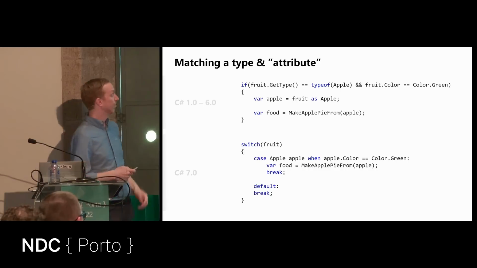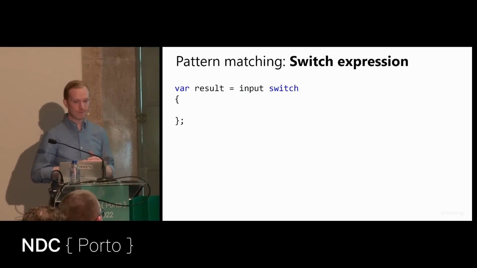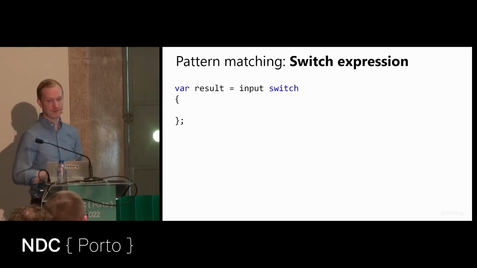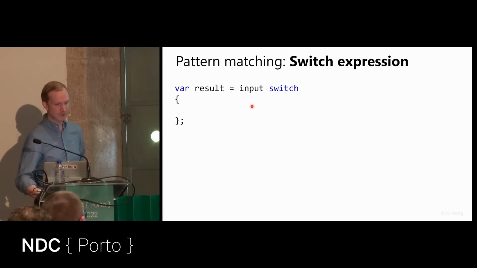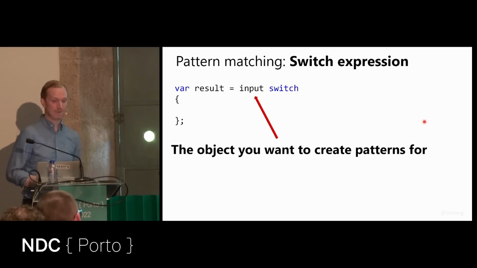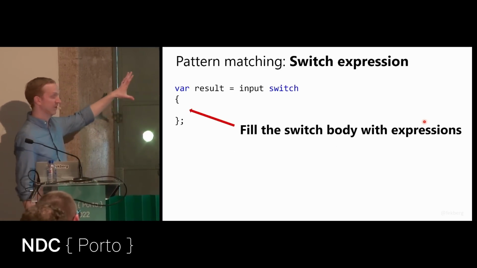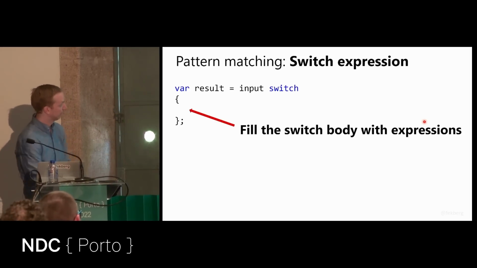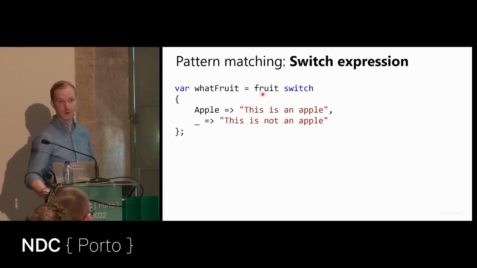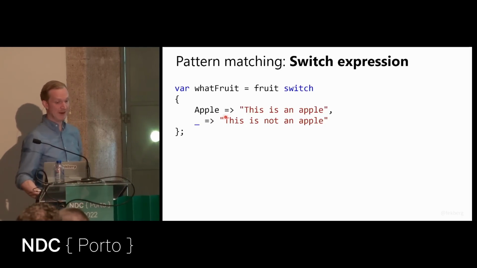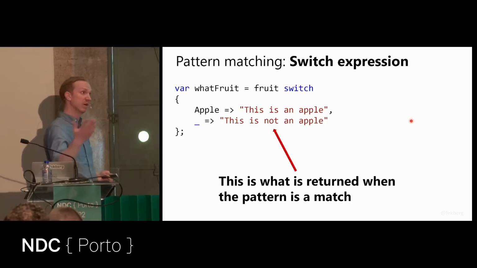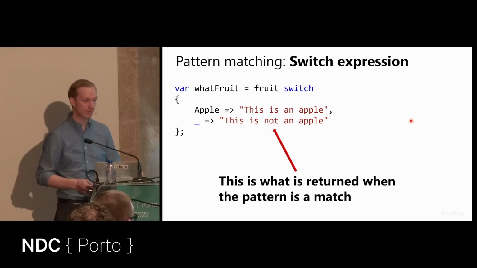And then what was introduced is something called a switch expression, which is a different way of working with objects and constructing these types of pattern matches. So here we have the input, and this is the object that I want to construct patterns for. All right, and then I can fill this switch body, this is known as a switch expression, with all my different expressions. So here, I could say that based on the fruit, what this is, if it matches an apple, then this is going to be returned. So everything on the right-hand side of the expression, just like an expression-bodied member, is what's going to be returned. It doesn't necessarily have to be a string. It could be anything.